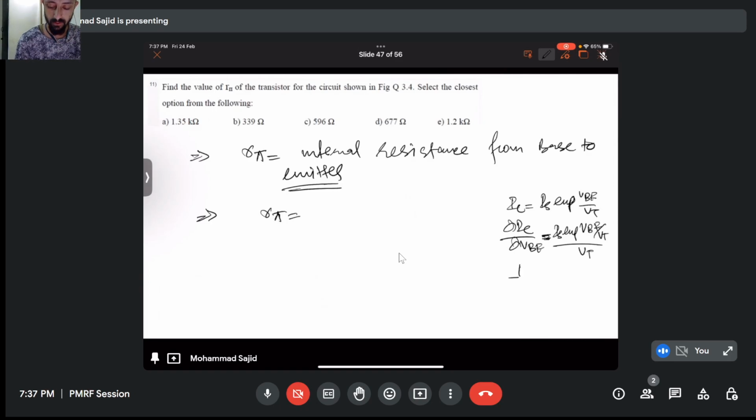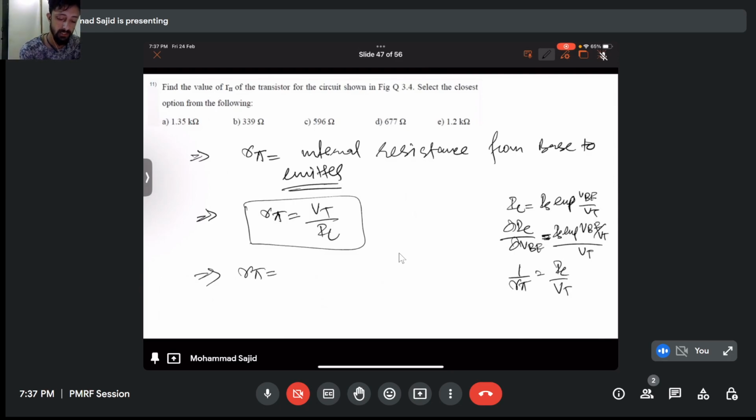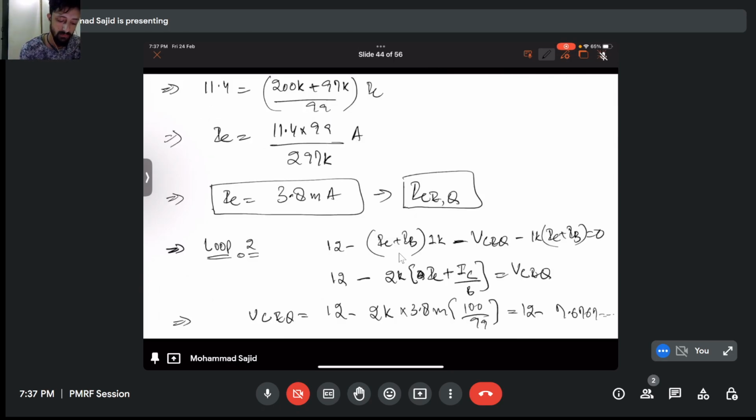So this is 1 by R pi, IC by Vt. So your R pi is Vt by IC. So R pi will be equivalent to Vt, that is 26 millivolt, and your IC is 3.8 milliampere.